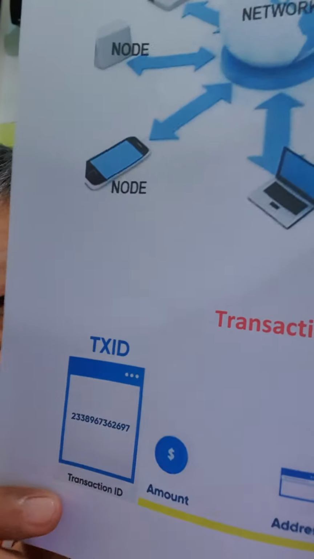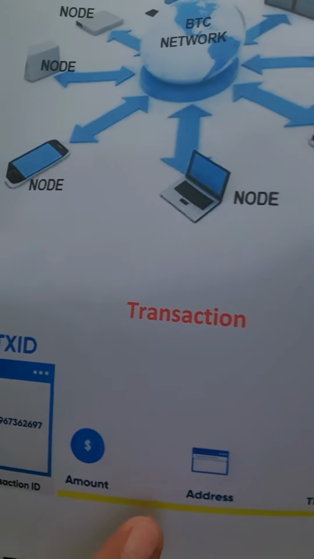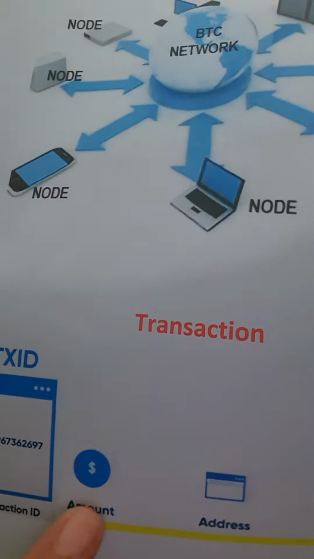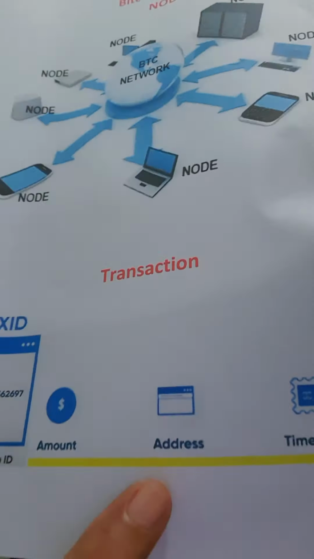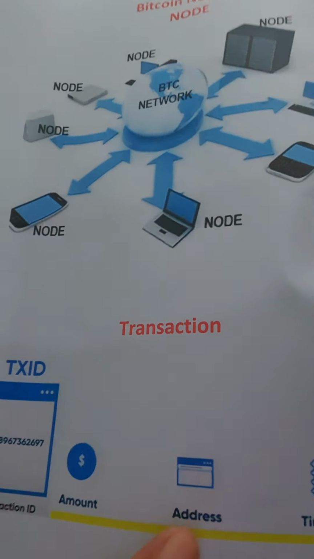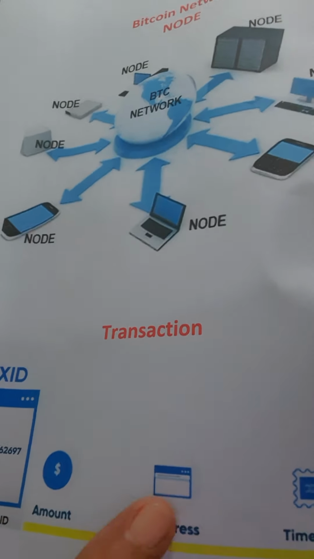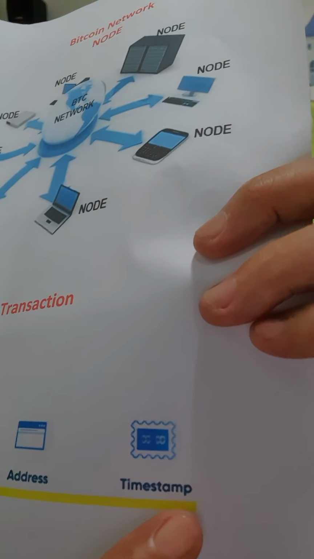The system will then take the message and generate a transaction ID. This is a transaction ID with the amount of the transaction, the address, that means to say my private key and Cha's public key, and the timestamp. Timestamp means the date, time, and second this transaction is created.